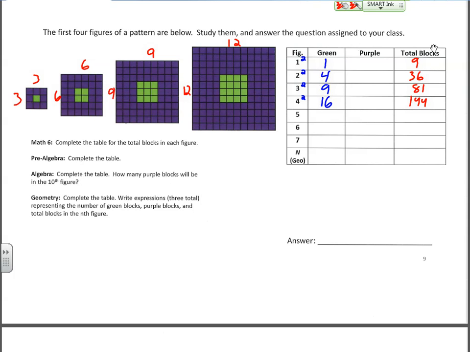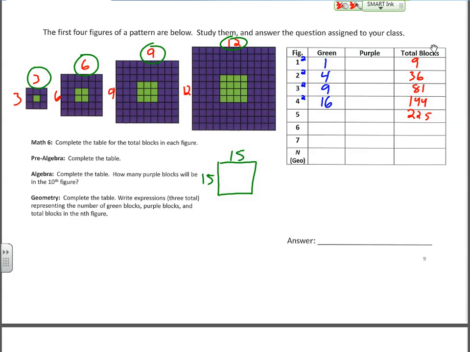And if you look at just the numbers, 9, 36, 81, 144, maybe not quite as obvious as looking at the side lengths of the square. 3, 6, 9, 12. The next figure is probably, following the pattern, going to have a side length of 15. And since it's a square, 15 times 15 would be 225. Okay? So perfect square patterns all throughout here to help us fill out this table.